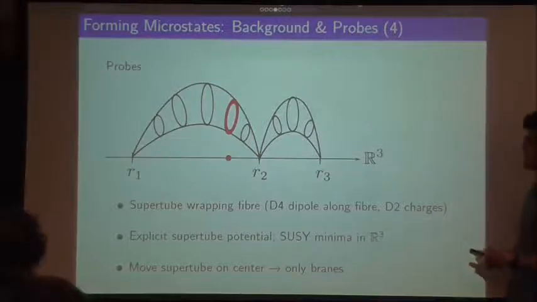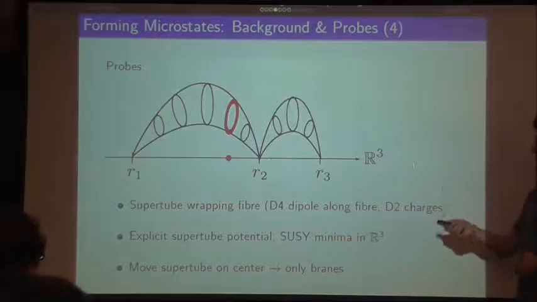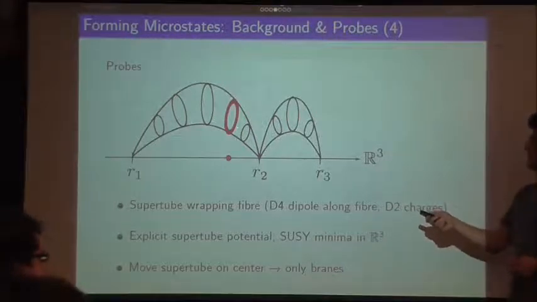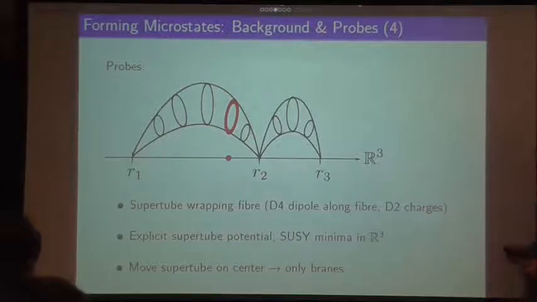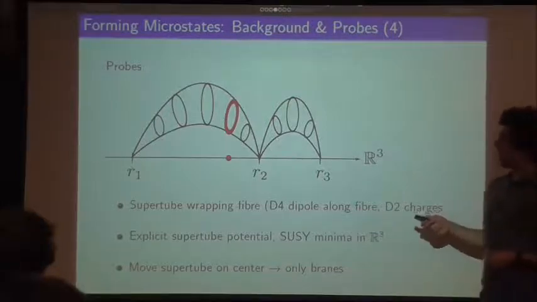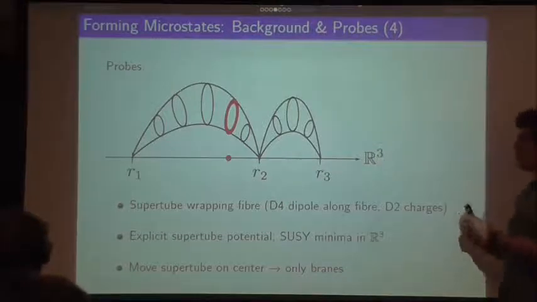So for these supertubes, for these branes, we can calculate the explicit potential in this background. And in particular, you can study the potential in this whole R3. So depending on where you put the supertube in the R3, you see the projection here is just a point in R3, it can be supersymmetric or not. And one more important thing that I want to say is that I can by hand take this supertube and drag it onto one of these centers, thereby destroying the D4 brane dipole and creating only D2 branes.